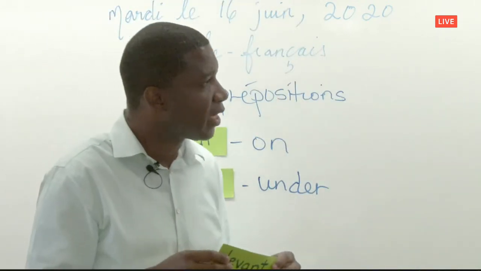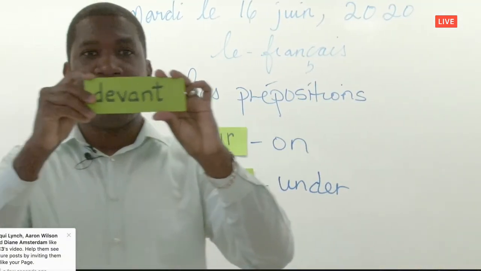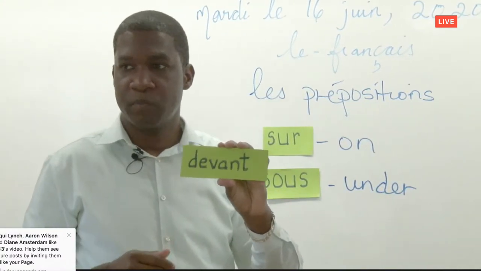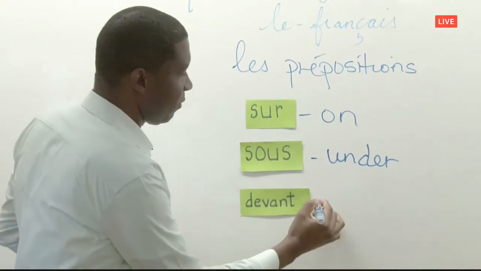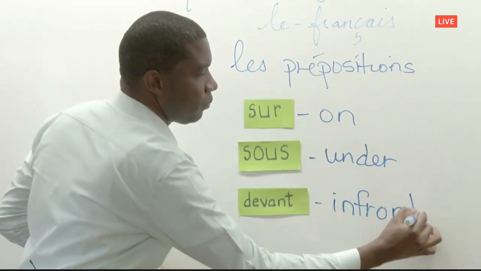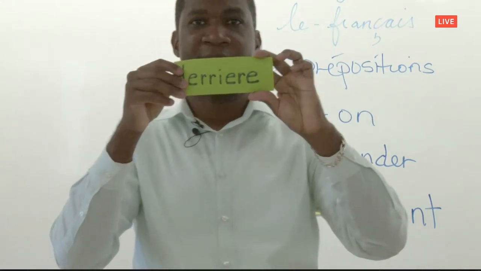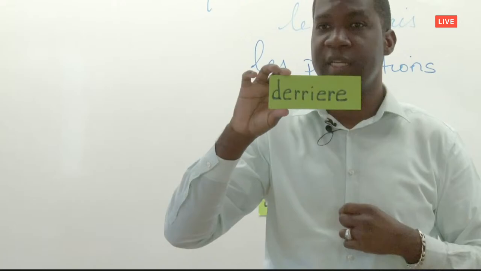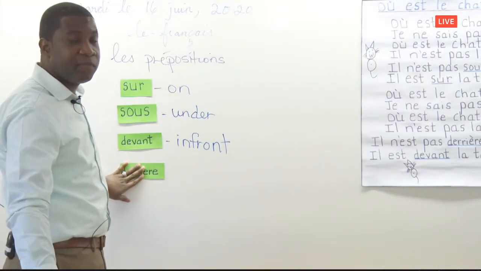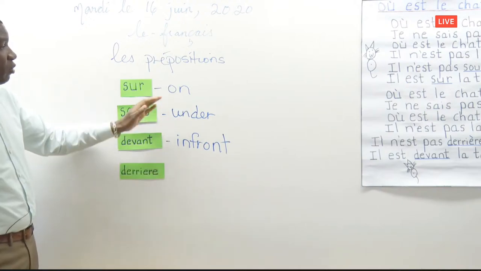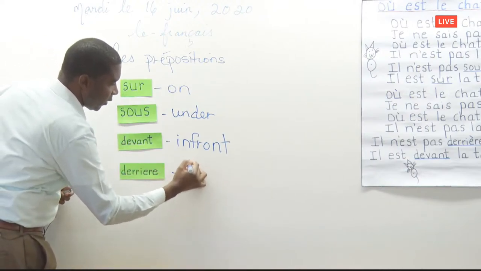The next preposition that we saw is devant. Devant means in front. And the last preposition we have is derrière. Derrière means behind. Later on in the lesson, I will introduce you to another preposition which goes with these four. But for now, we are going to focus on these four prepositions today.